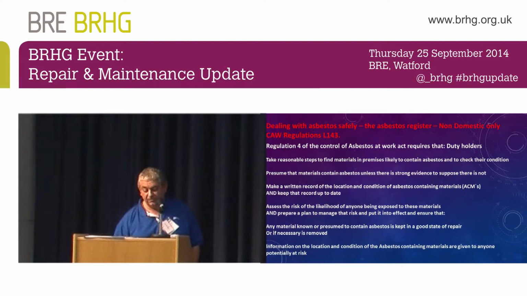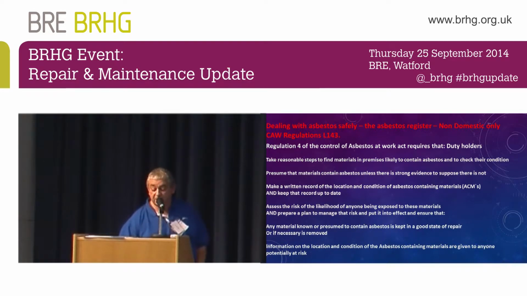So Regulation 4 of the Control of Asbestos at Work regulations requires that duty holders take reasonable steps to find materials likely to contain asbestos and to check their condition. Presume that materials contain asbestos unless there's strong evidence to suppose there is not. Make a written record of location and condition of asbestos-containing materials, ACMs, and keep that record up to date.